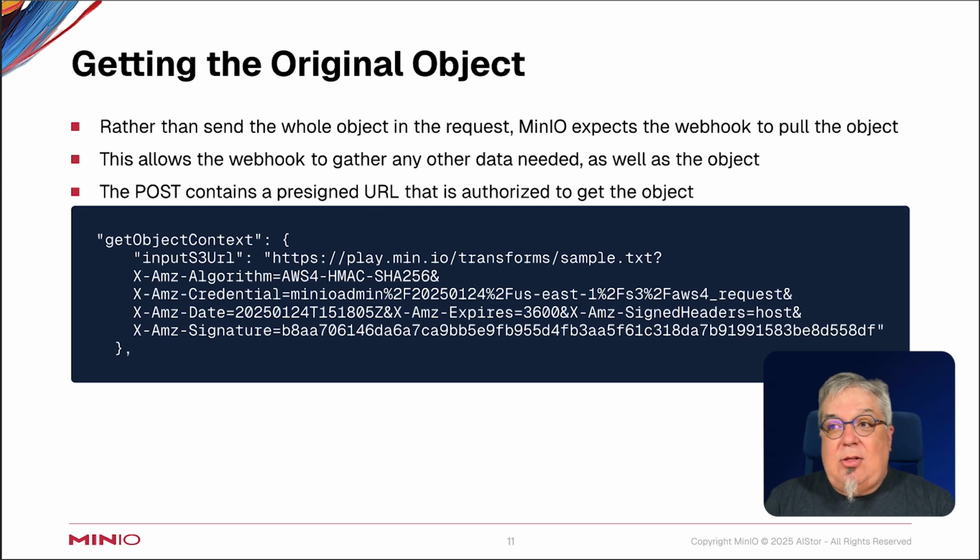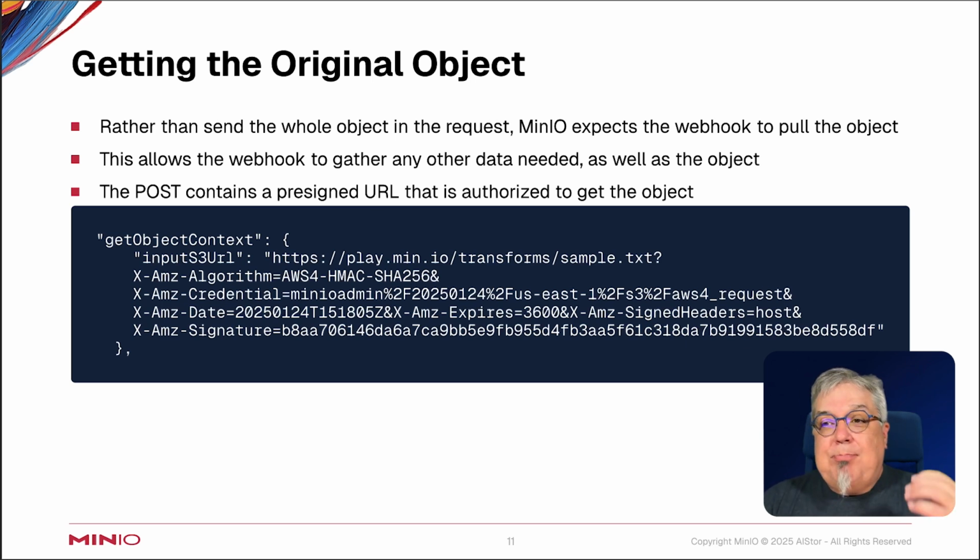This allows our webhook to gather any other data needed as well as the object. And it also means that I don't have to grab the object first thing. I don't have to handle an object being handed to me. I can go off and say, oh, I got a request. I need to pull some data from the database. I need to transform this image. I need to call my AI calls or whatever it is I need to do in order to prepare to transform this object. And then when I'm ready to transform the object, I can pull that object in using this pre-signed URL. You'll notice that the pre-signed URL has, among other things, this X-Amz-Expires. So I don't have to call it instantly. I've got a couple of minutes that I can do this, okay?